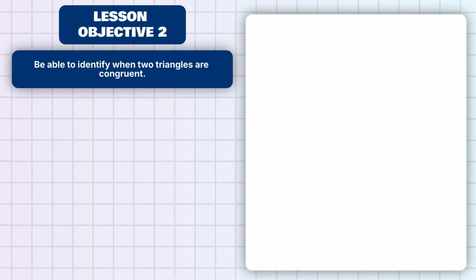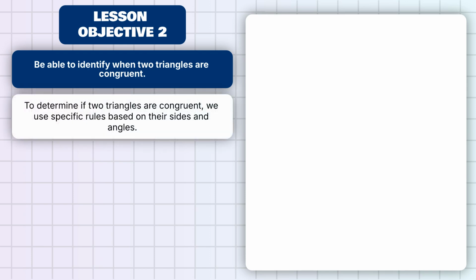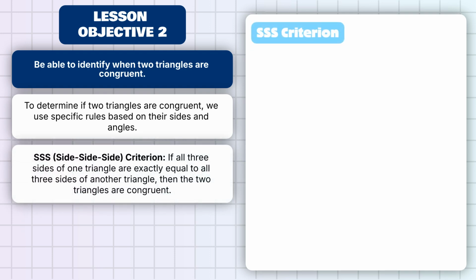Now let's turn to identifying congruent triangles. To determine if two triangles are congruent, we use specific rules based on their sides and angles. Let's explore these. First, the side-side-side criterion. This says that if all three sides of one triangle are exactly equal to all three sides of another triangle, then the two triangles are congruent.